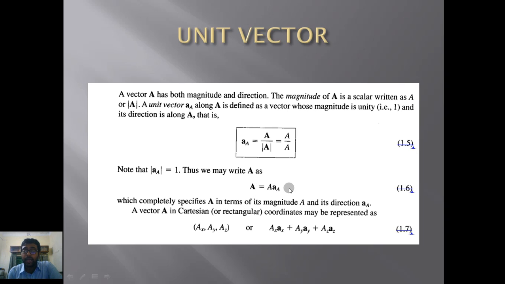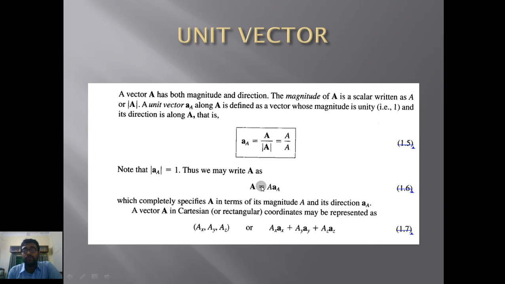So A suffix A describes the direction, and mod A describes the value. It means this vector A has two components. One is the magnitude of that vector, and the other, A suffix A, is a unit vector that possesses the direction of this vector. So vector A can be written as a multiplication of two terms: one possesses the magnitude, one possesses the direction. Now let's go to the next point.